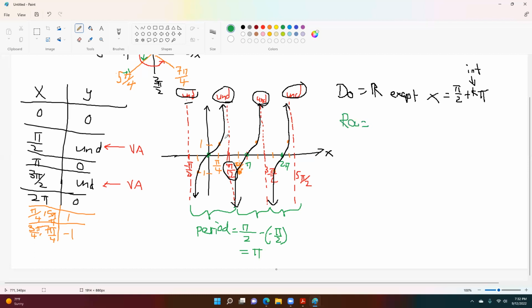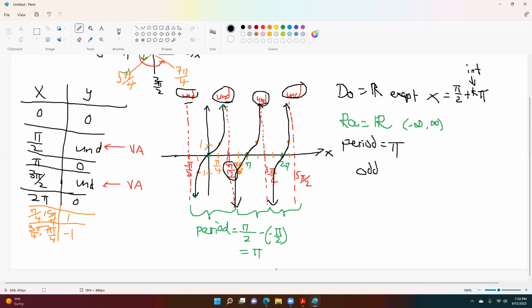Range. Range is all the y values that you can take. And if you look at your graph, it goes from negative infinity to positive infinity. So your range in this case will be all real numbers, meaning it goes from negative to positive infinity. This graph has a period of pi. Okay, and it is an odd graph.